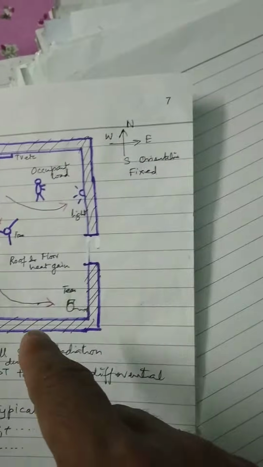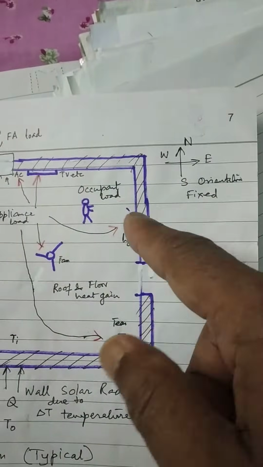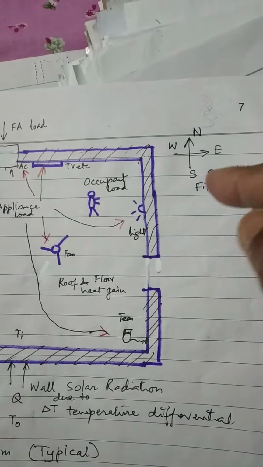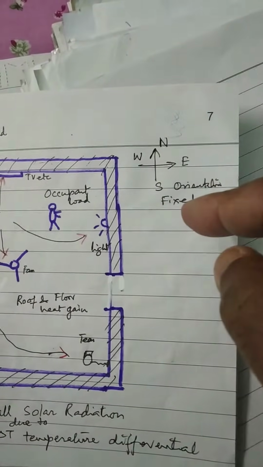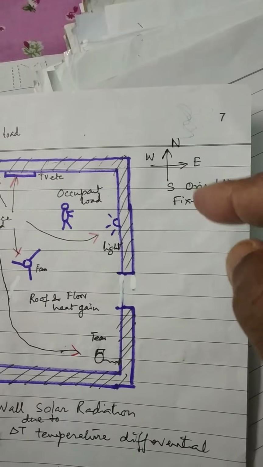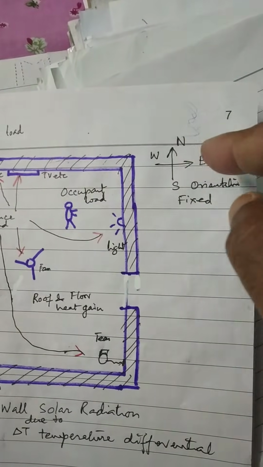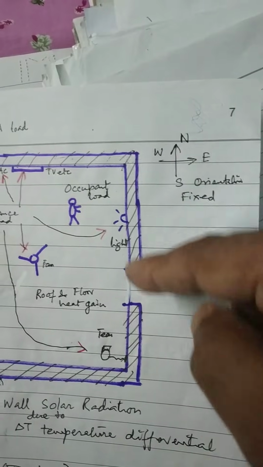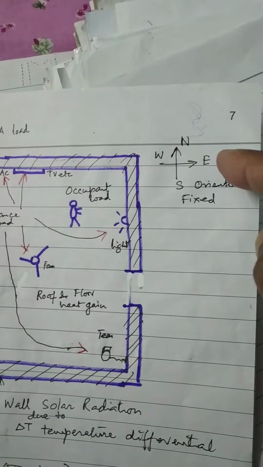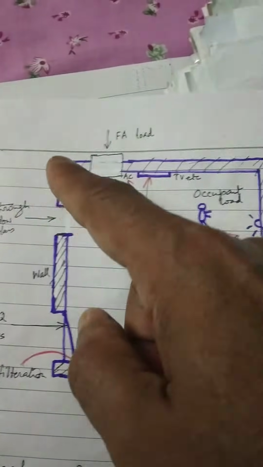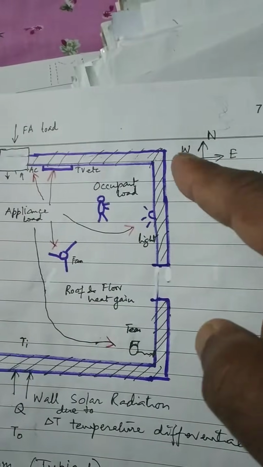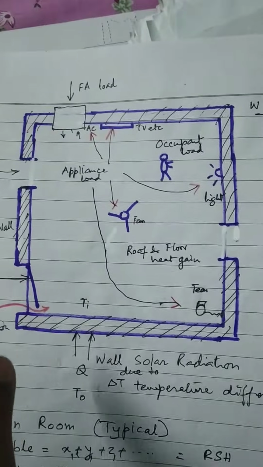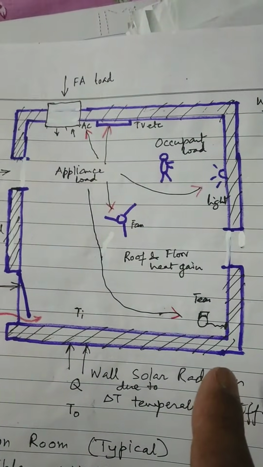Number two is that this room, as it is constructed by a civil engineer or an architect, will have a certain orientation. What is meant by orientation? The north, south, east, west direction of the room. In this case, I will say this particular wall and this window are facing east. This wall and window are facing west. The AC and this particular wall are facing north, and this wall is facing south.